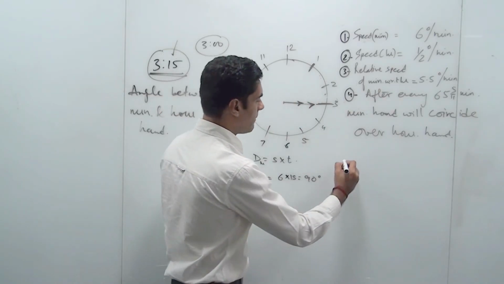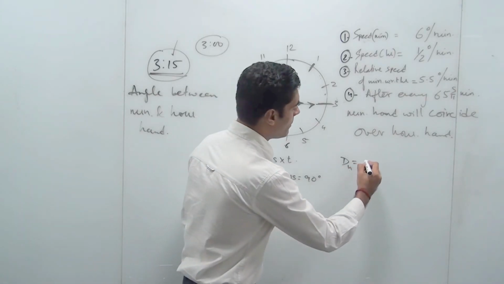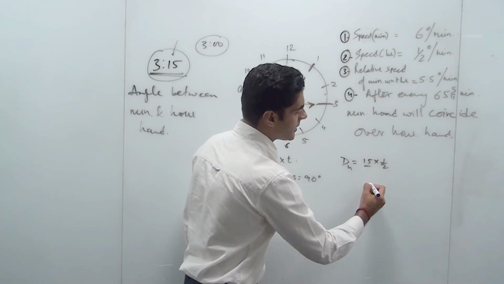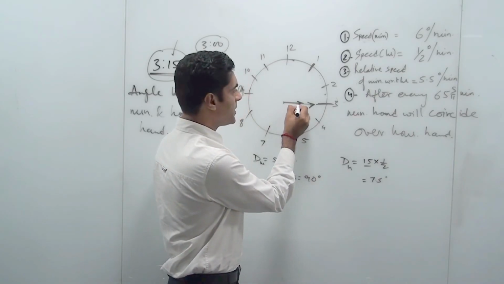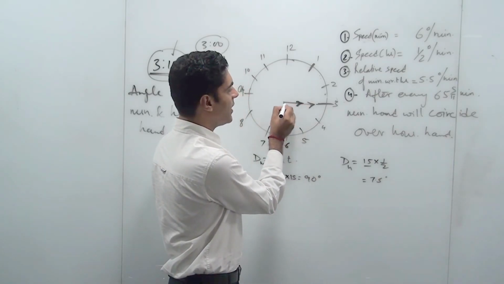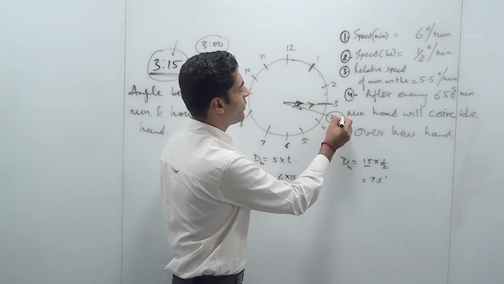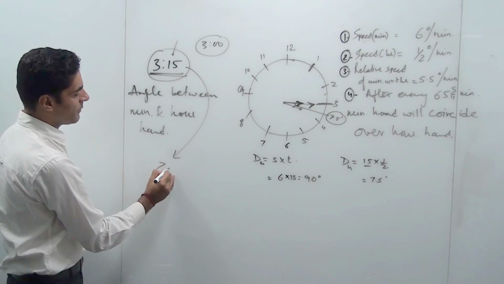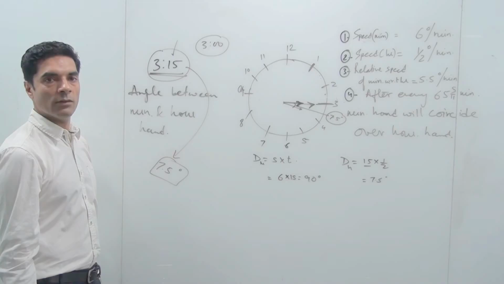And during the same time, the distance that the hour hand is going to travel will be 15 into half, which is its speed, which will come out to be equal to 7.5 degrees. So from its existing position, which was at 3, it will move 7.5 degrees. So the effective distance between minute and hour hand at 3:15 will come out to be 7.5 degrees. So this is how you are going to solve these kinds of questions.